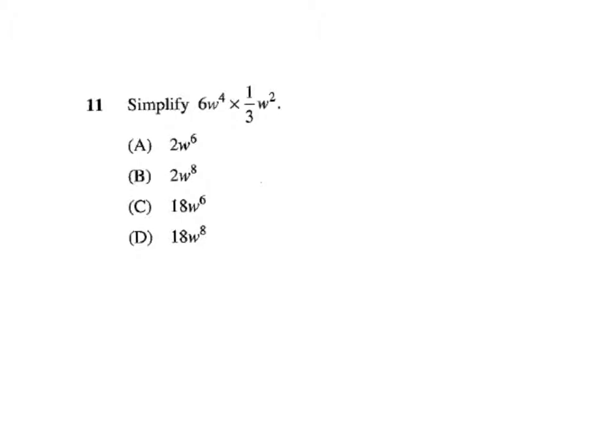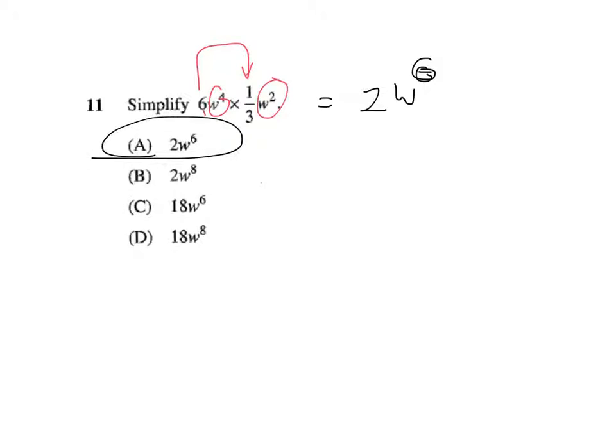This is so easy. The rules are that we always multiply the numbers first. Guys, we've known this since year 8. 1/3 times 6 gives you 2. And then we multiply the pronumerals together, so w to the power of 4 times w to the power of 2. That's w to the power of 6. Okay, the only one that matches is a. Alright, that was easy. Let's see if the next one's any better.